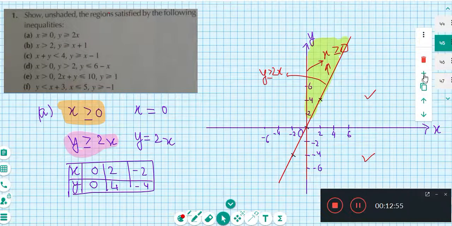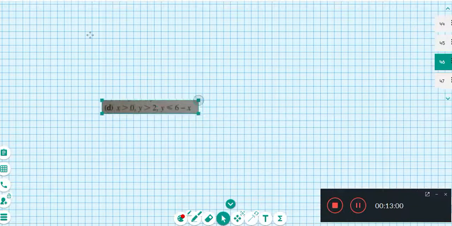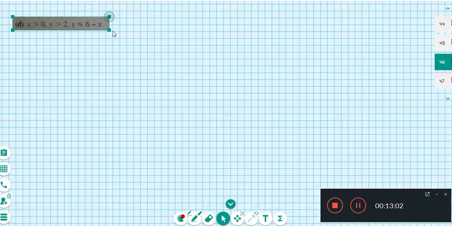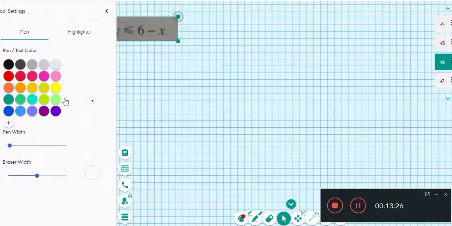So I'm using a different color, red, for the dotted line. Another inequality is, right here, this is x is greater than 0. Next one is y is greater than 2.